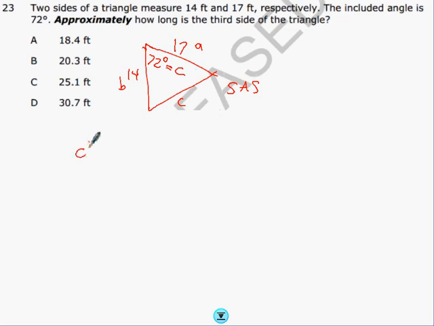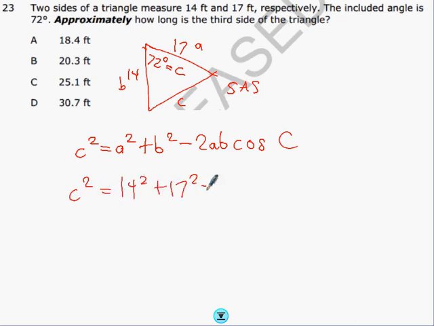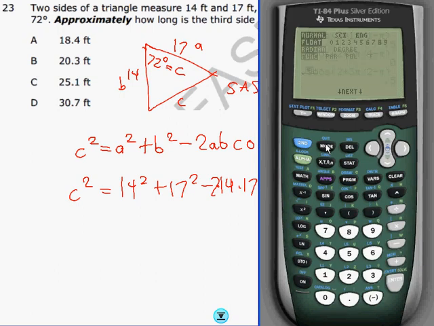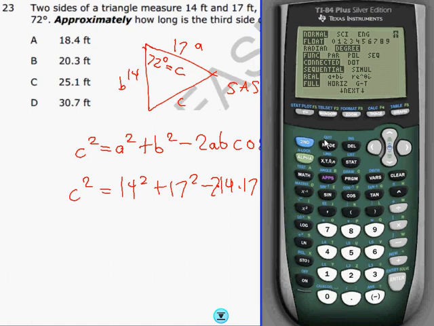I know that C squared is equal to A squared plus B squared minus 2AB cosine C. So again, I don't know C, but it's going to be 14 squared plus 17 squared minus 2 times 14 times 17 cosine of 72 degrees. Back to the calculator. Make sure it's in degree mode. I think I put it in radian earlier. It's in degree mode. Second quit.